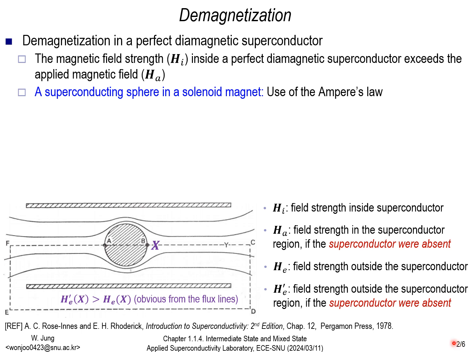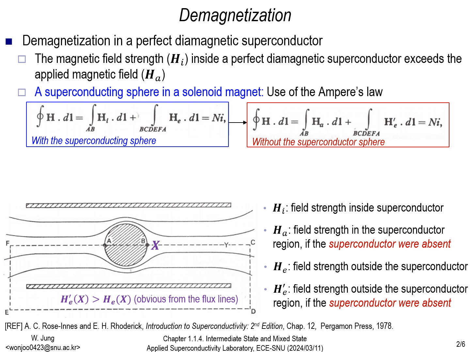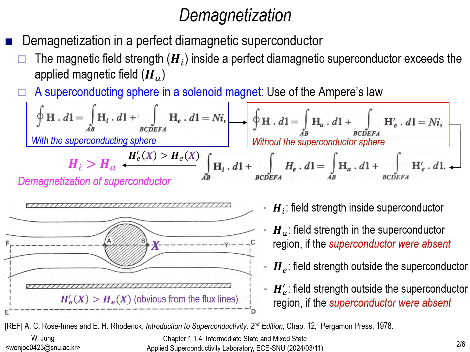Let's assume there is a long solenoid magnet with a superconducting sphere at its center. Since a superconductor is perfectly diamagnetic, the flux lines inside the superconducting sphere are expelled as in the figure below. Then, using Ampere's law, we can easily prove that the magnetic field strength inside the superconductor exceeds the applied external magnetic field. This phenomenon is called the demagnetization of a superconductor.